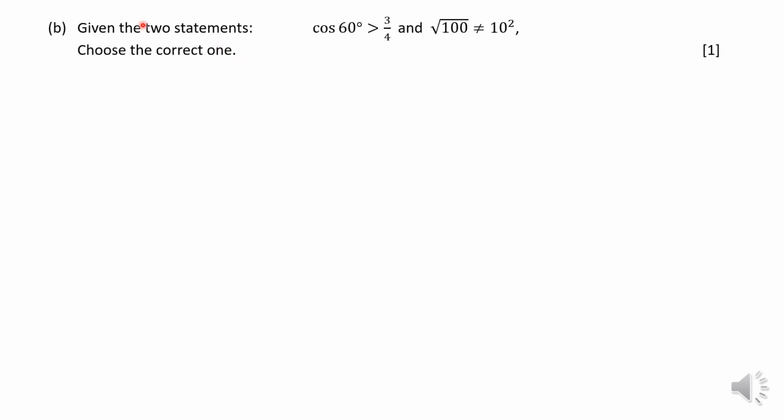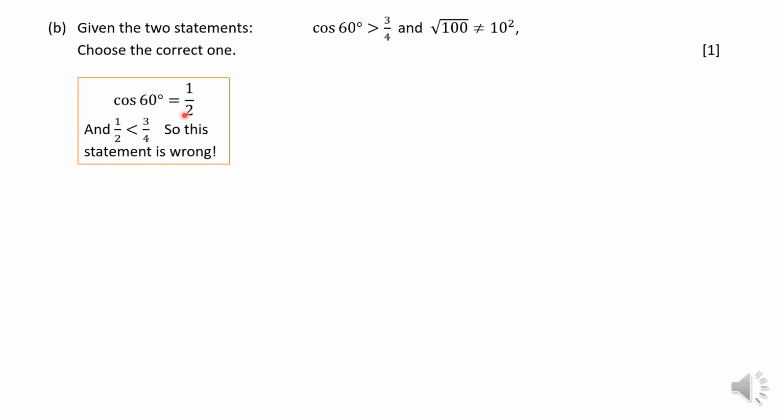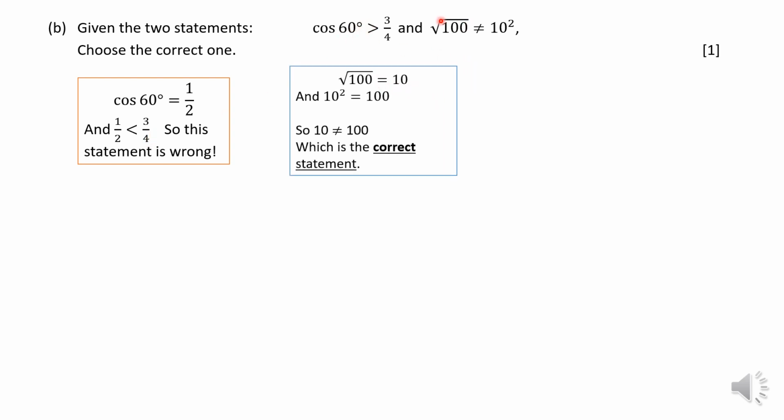Right, you are given 2 statements here, and you're supposed to choose the correct one. So first of all, work out the cosine of 60 degrees. When you punch cos of 60 on your calculator, you must make sure your calculator is in degree mode. Is the answer you get greater than 3/4? Now, when you do that, you get a half, and a half is definitely smaller than 3/4. So this statement is wrong. What about the second one? Well, the square root of 100, I know it's 10, and 10 squared is 100. So 10 is definitely smaller than 100. So this is the correct answer, therefore.